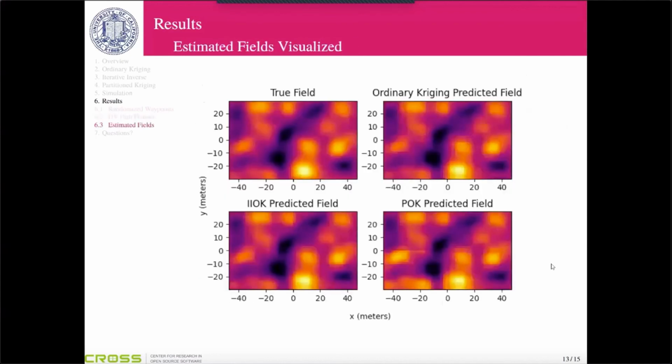So what does this look like? Well, it looks like the following. On the top left, we have the true field. On the right, we have ordinary kriging. You can see they're quite similar. Then on the bottom left, we have the iterative inverse ordinary kriging. Again, still quite similar, at least from this top-level perspective. And here we have the partitioned ordinary kriging. It might not be obvious what the difference is between any of these, but that's actually a good thing.